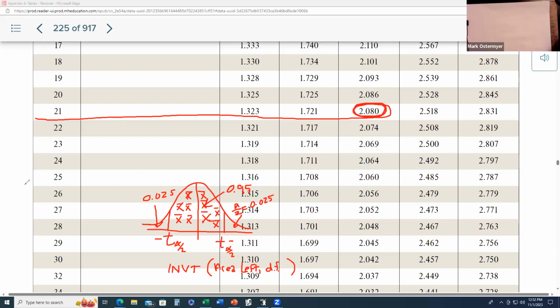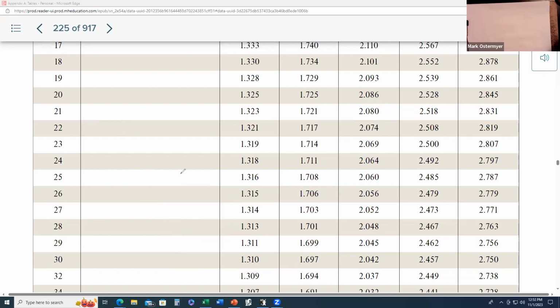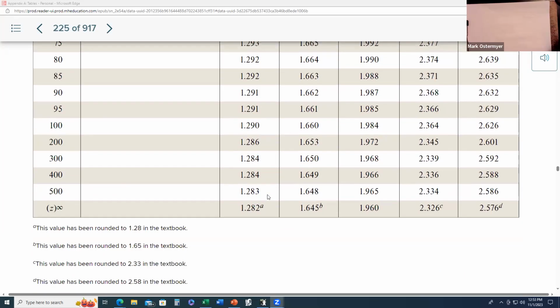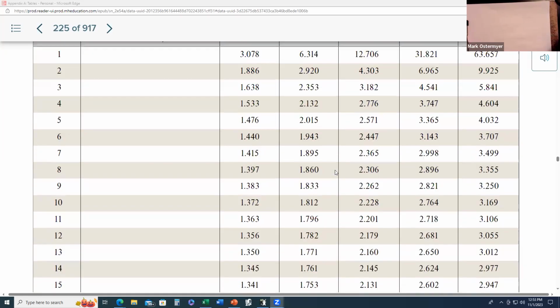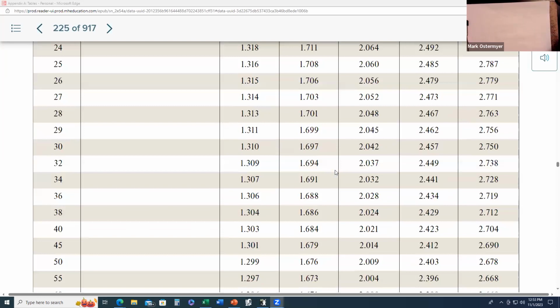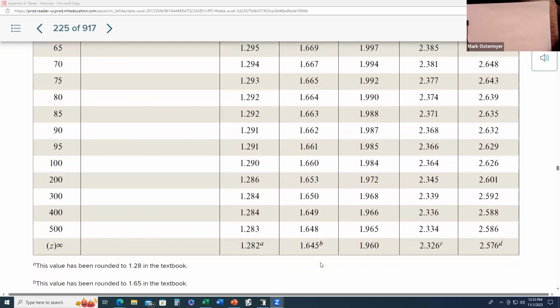Now, suppose that you had a sample that had like a sample size of like 350. Okay. So what value are you going to use for 95% for 350? Well, you would have to linearly interpolate in between 300 and 400. That's a fancy way of saying you got to find the average, right? Right in the middle here.